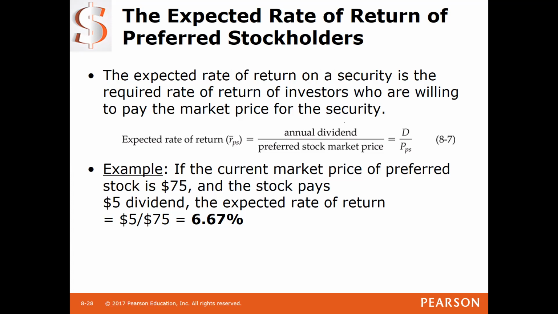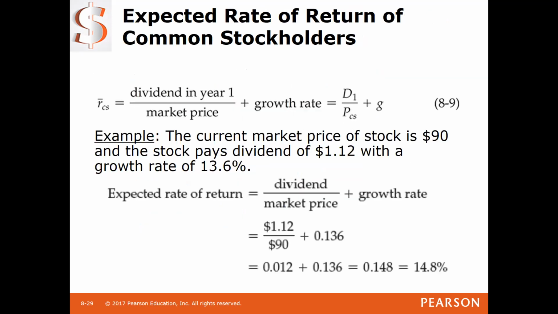the expected rate of return would be the dividend divided by the price you are paying. So we're paying $75 to buy the preferred share from the market. And in return for that, we would be receiving $5 in dividends. So the ratio would be 5 divided by 75 equals 6.67%.